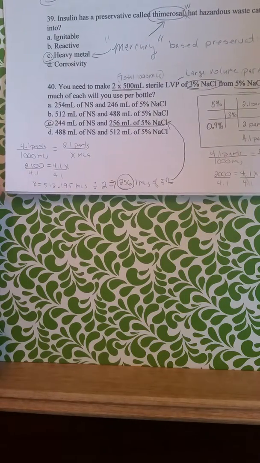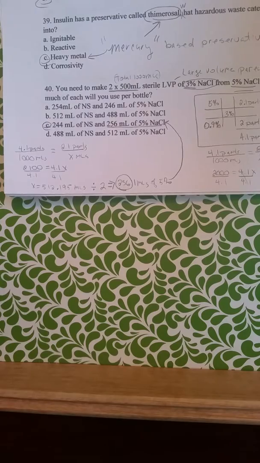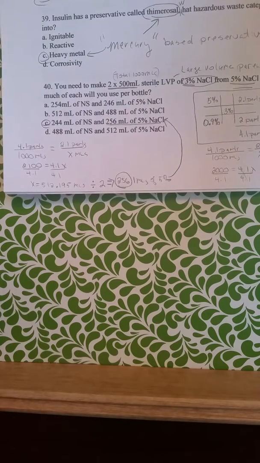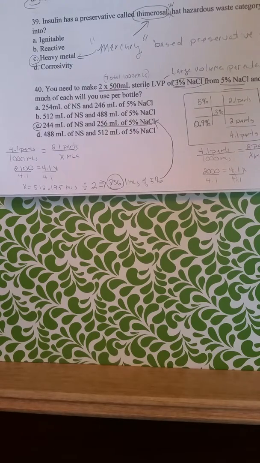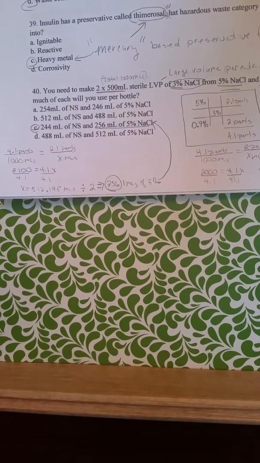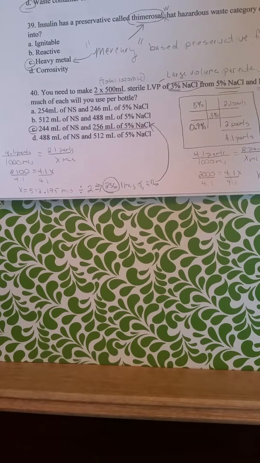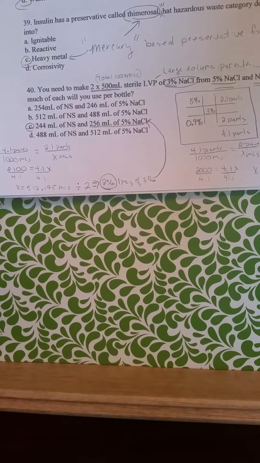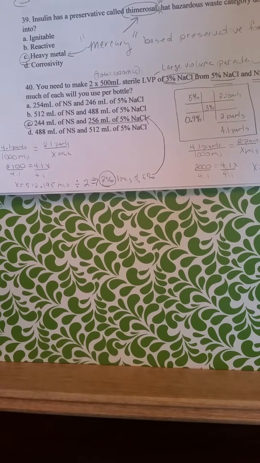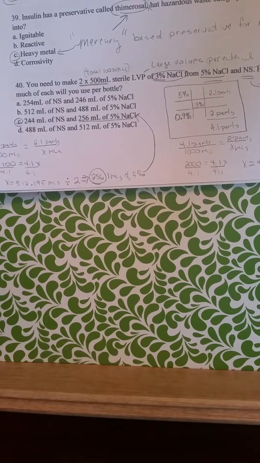Then over here, again, we're going to take our proportion of the 4.1 total parts over the 1,000 mLs total volume equals 2.1 parts over x. We're going to cross multiply. 2.1 times 1,000 gives us 2,100 equals 4.1x. Divide by 4.1 each side, and that's going to give you 512.195 mLs. That correlates with the 5%, and we are going to divide it by 2 because we have 2 500 ml bags, and so the answer is C.